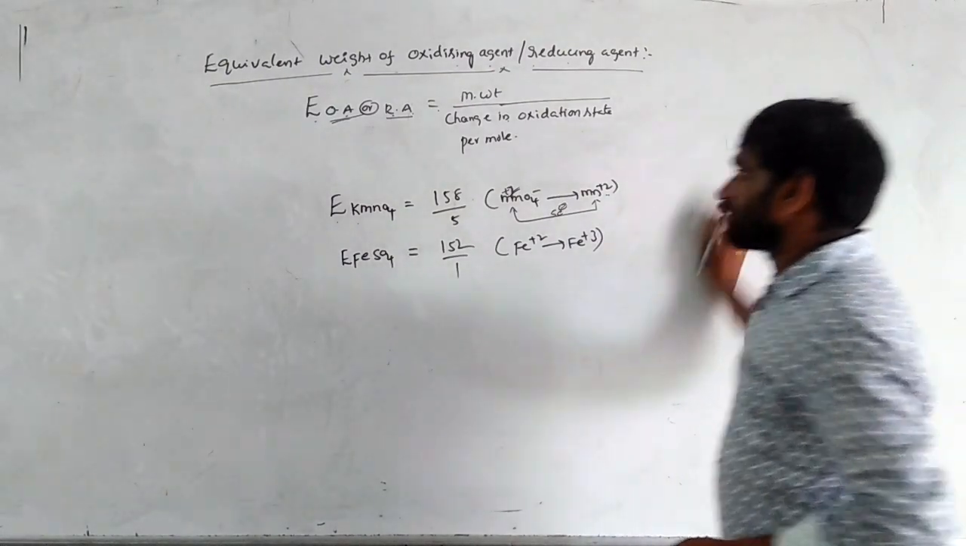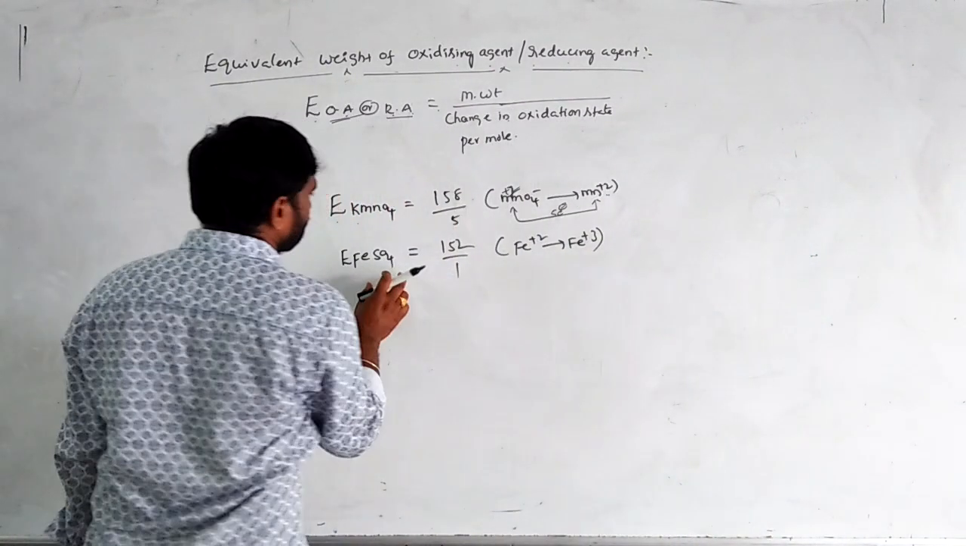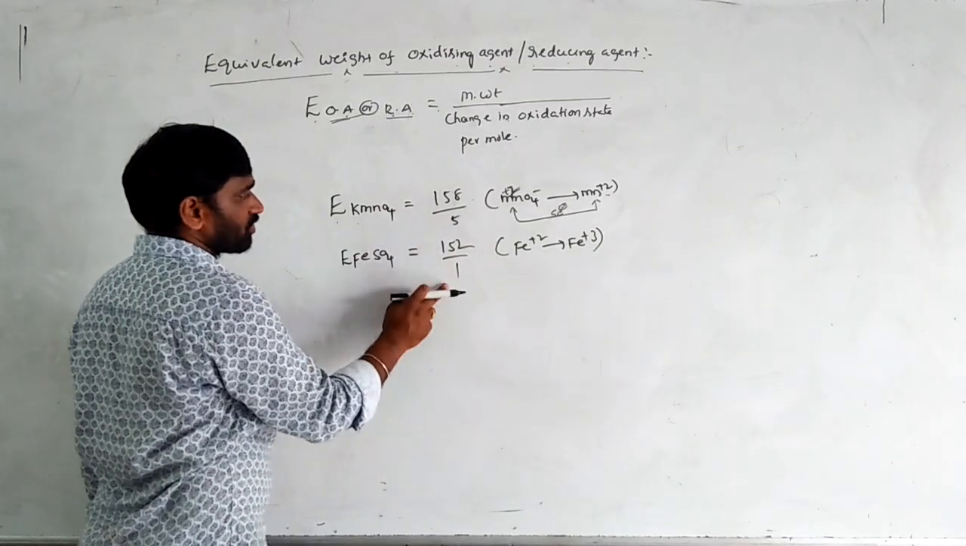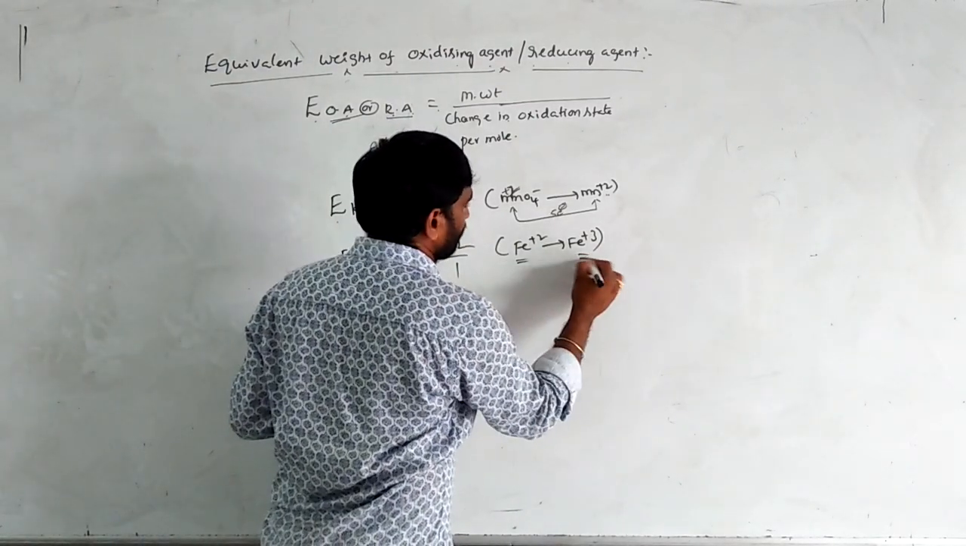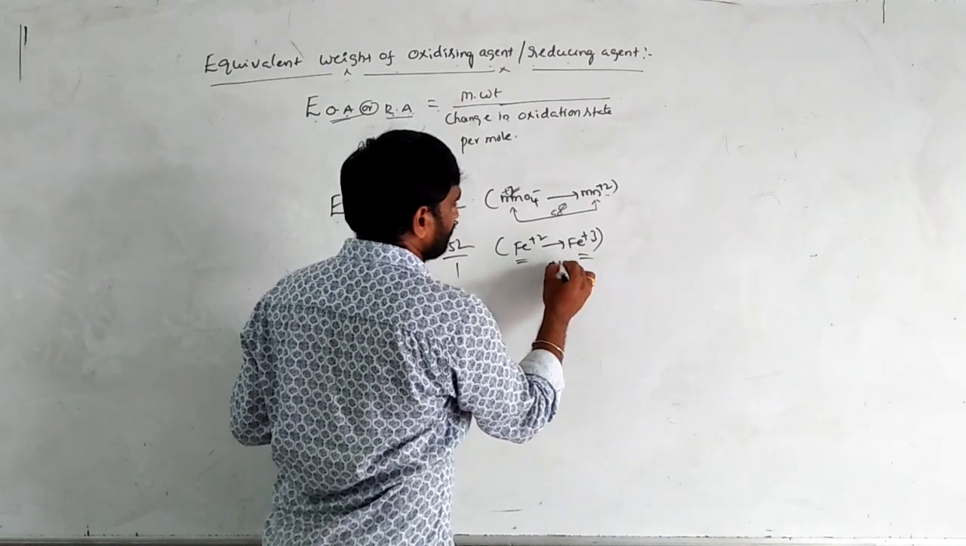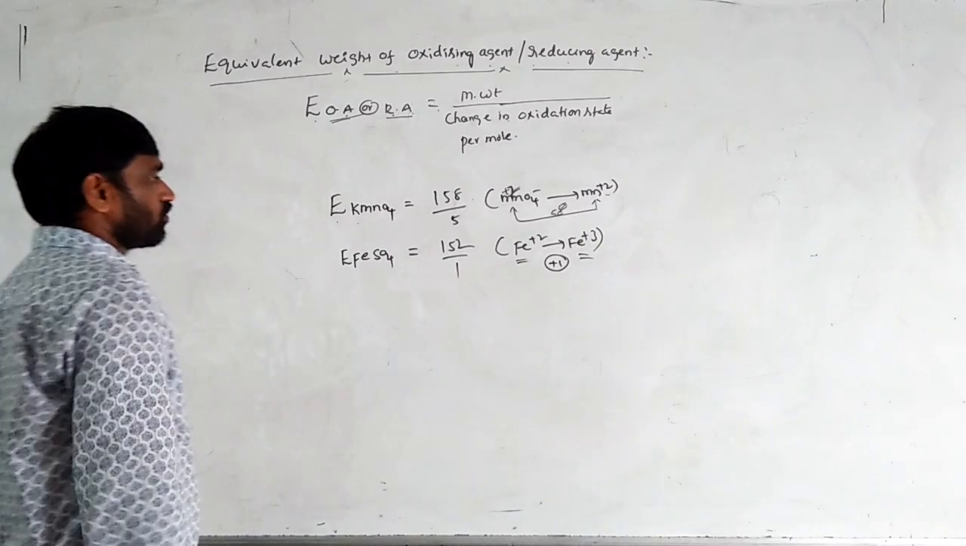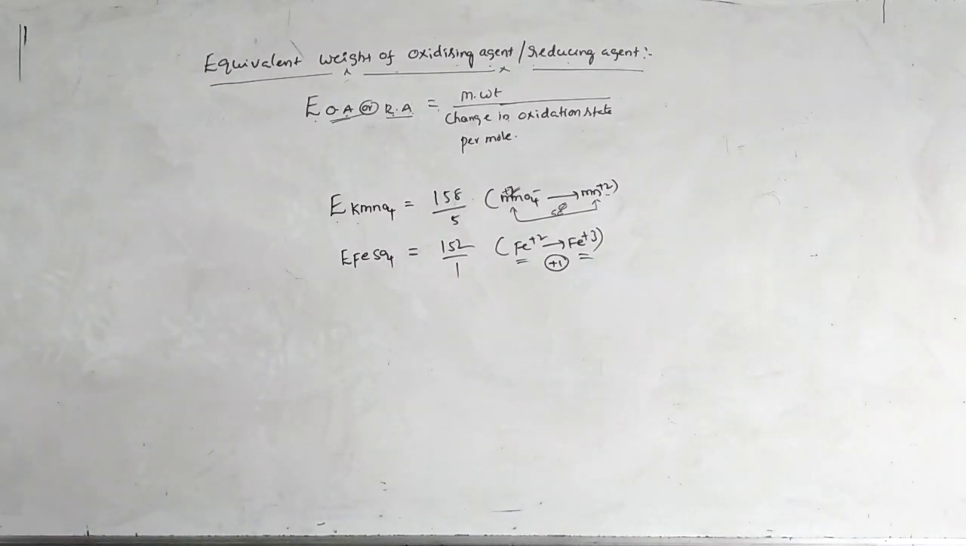Next, ferrous sulfate FeSO4. Equivalent weight of ferrous sulfate equals molecular weight of ferrous sulfate, 152, by change in oxidation state. Fe 2 plus is converted to Fe 3 plus. Number of electrons is 1. So 152 by 1. This is the equivalent weight of oxidizing or reducing agents.